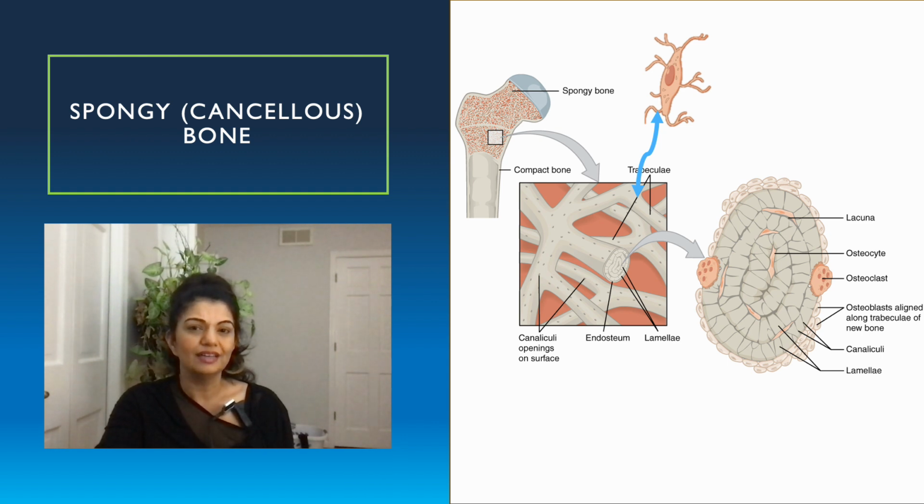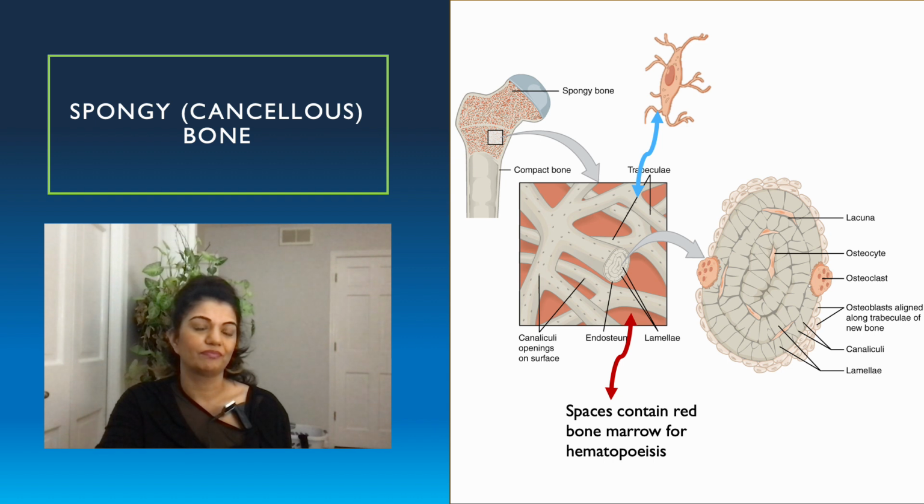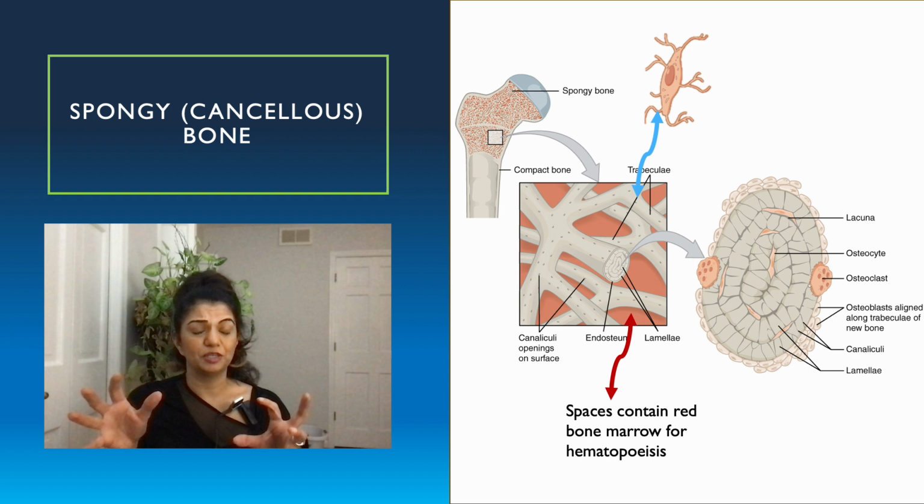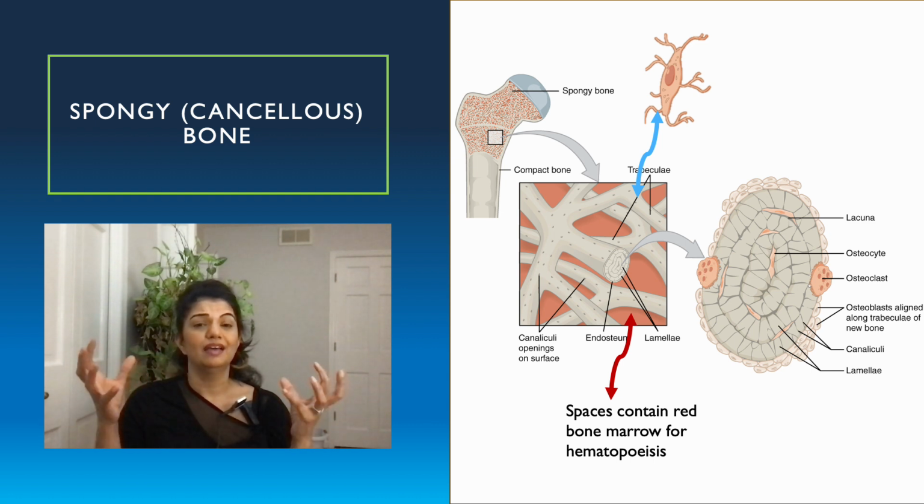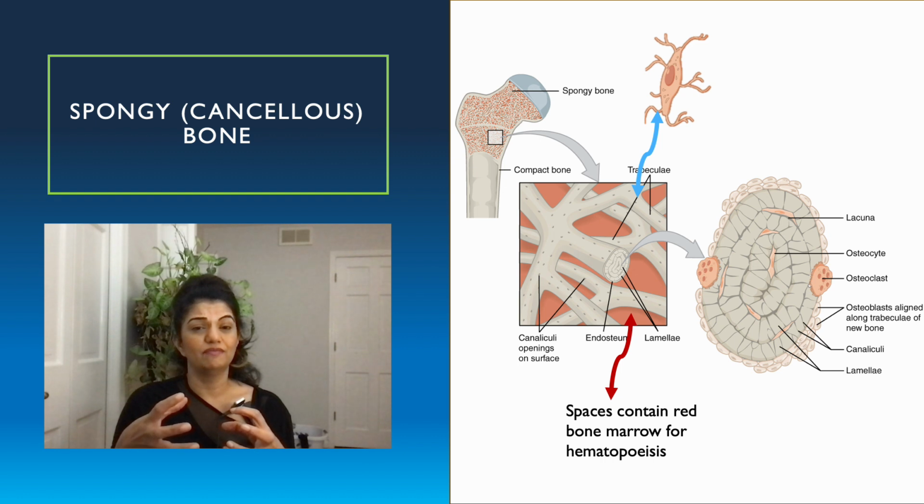In addition, the spaces in some of the spongy bones contain red bone marrow, and this is protected by the trabeculae, and this is also where hematopoiesis occurs. So there's the distinction between compact and spongy bone. They both have really important roles and they make everything very strong, yet still lightweight.